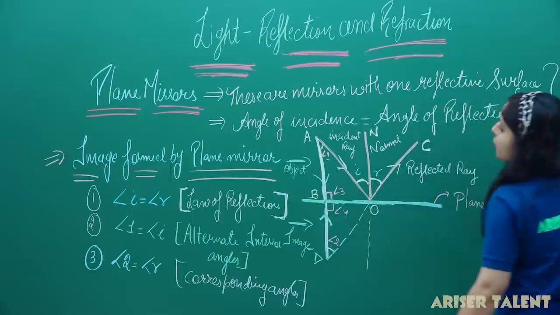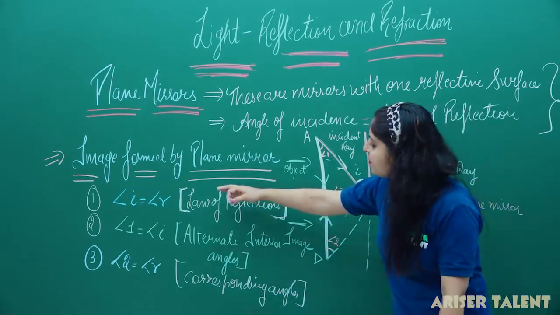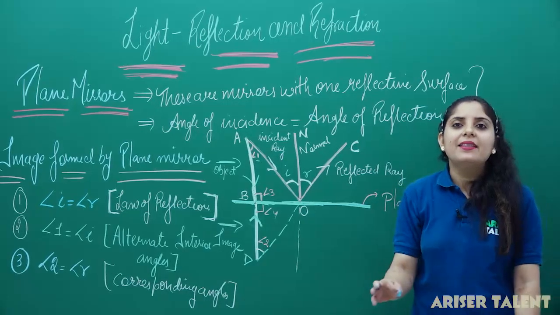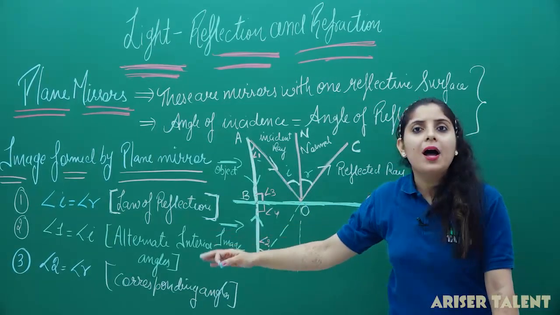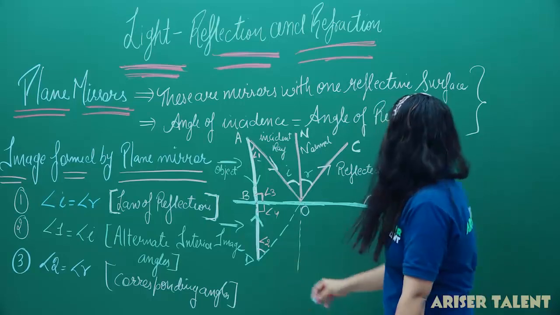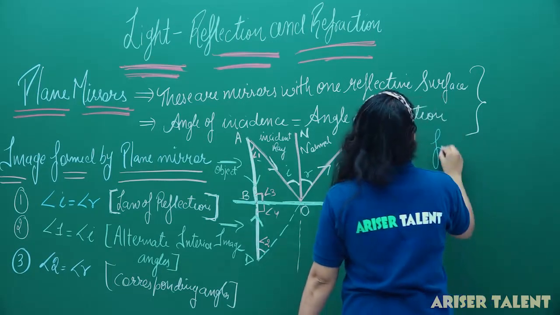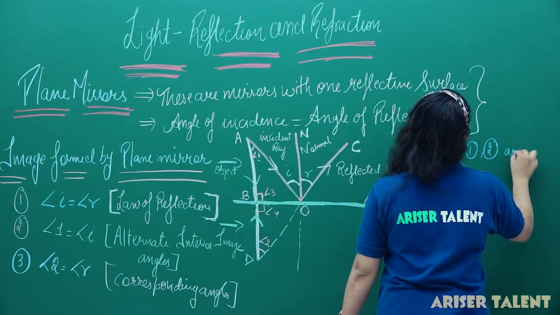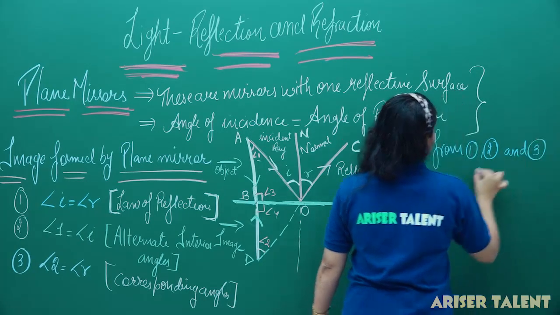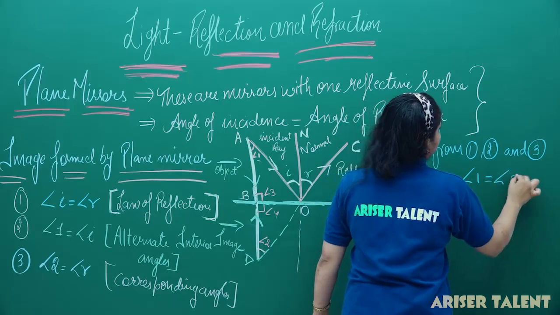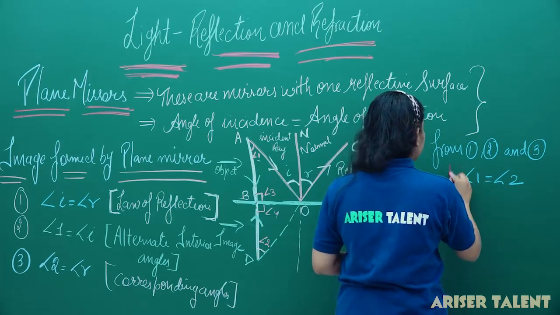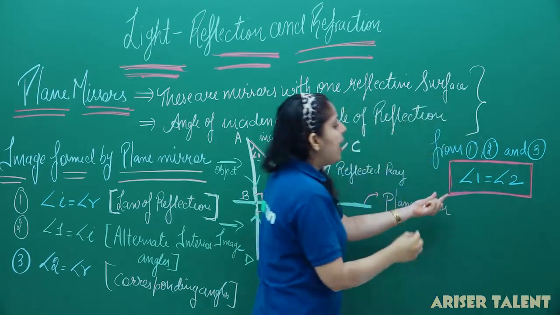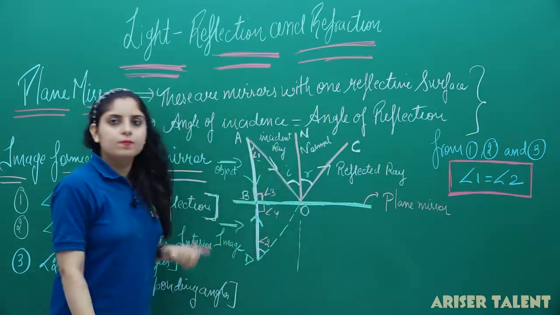Now you can see that these are equations number 1, 2 and 3, and from 1 to 3 I am getting that if I is equal to R, then angle 1 will be equal to angle 2. So we can write that from 1, 2 and 3, angle 1 will be equal to angle 2. This is the first conclusion we have derived from here, that angle 1 will be equal to angle 2.